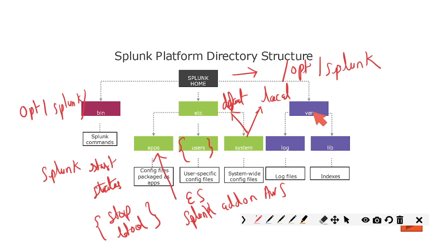And then we also have a var directory where we have a lib directory and we have all the indexes. Normally we have the main index and we can create other indexes as well. For example, an index which might correspond to network related sources, an index for AWS, and an index for other cloud related resources, things of that nature.